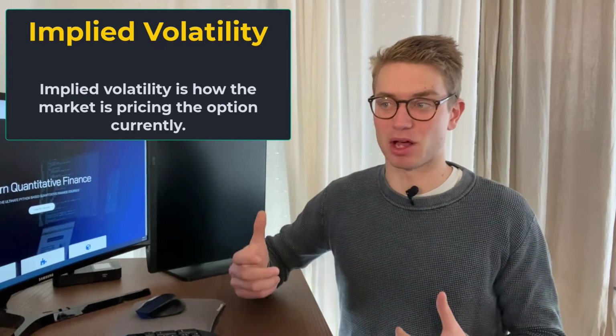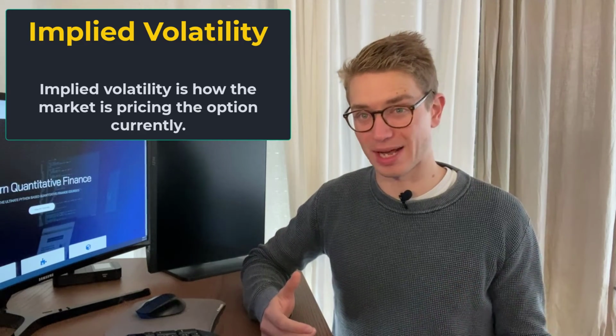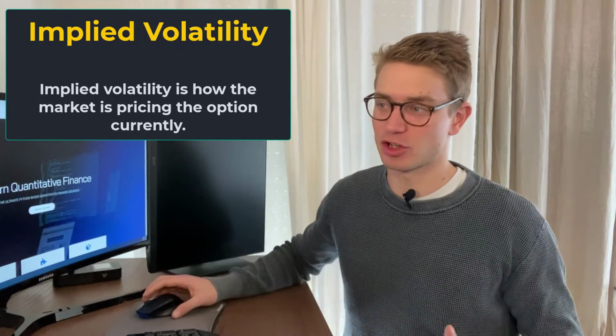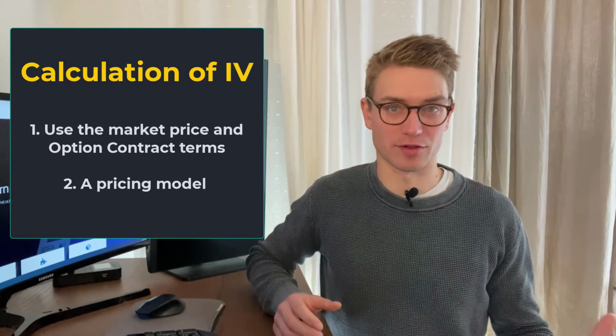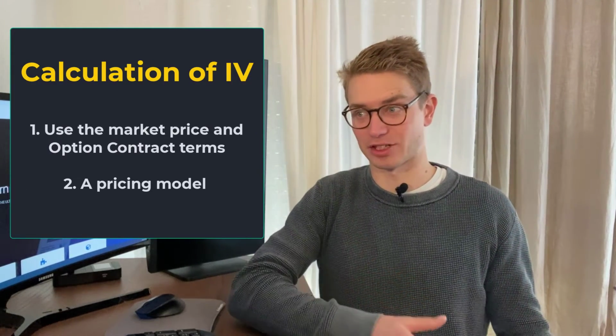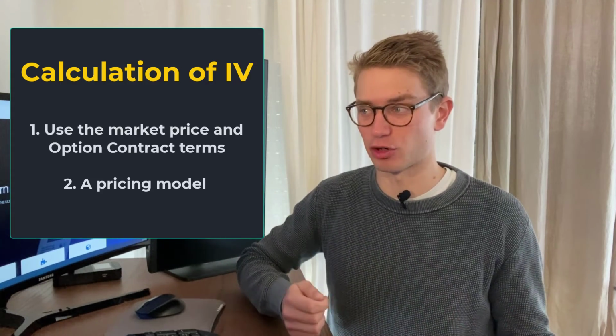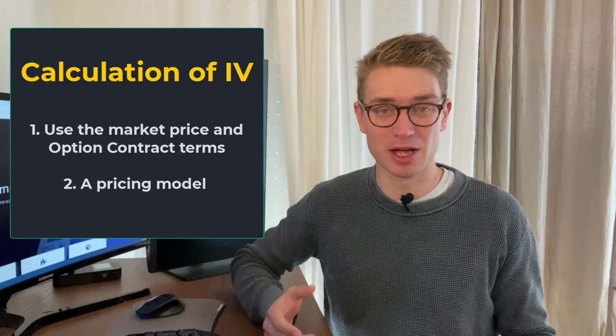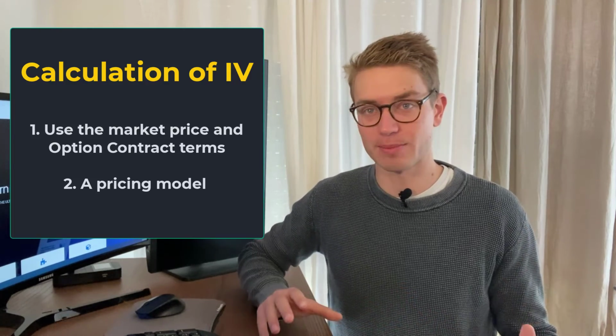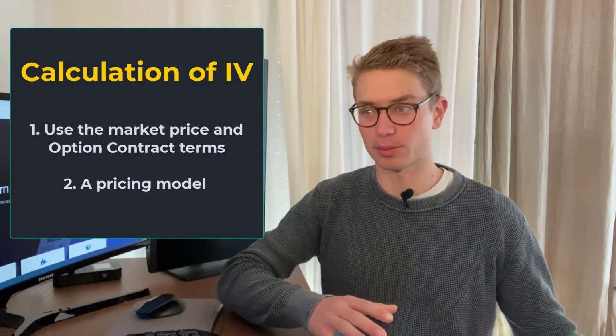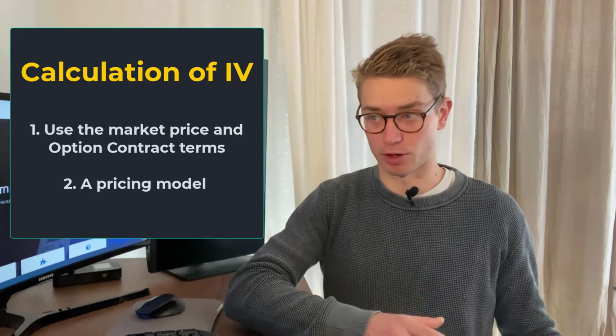Now, the implied volatility, on the other hand, is actually the implied volatility of how the market is pricing the option currently. So what does this mean? Well, to calculate implied volatility, you use the market price of an option as well as all the contract terms. Now, there's also a theoretical pricing model that's actually dependent on the type of option you're pricing. For example, if we're pricing European call options, then we might use the Black-Scholes model.